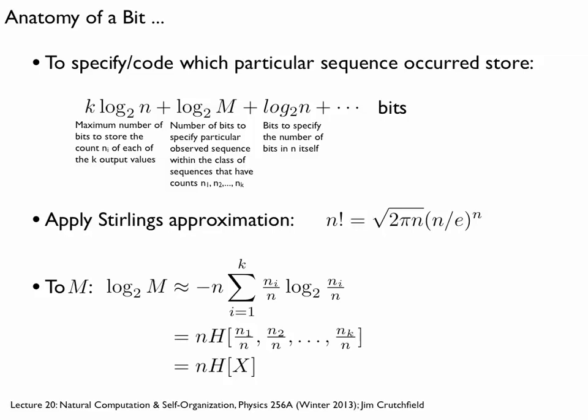And then we have log of m, right? I have to say which particular realization consistent with those counts occurred. So we just calculate that with a multinomial. So that's log base 2 of m. And then, if you really want to get pedantic about it, I also have to tell you in the string how big n is.